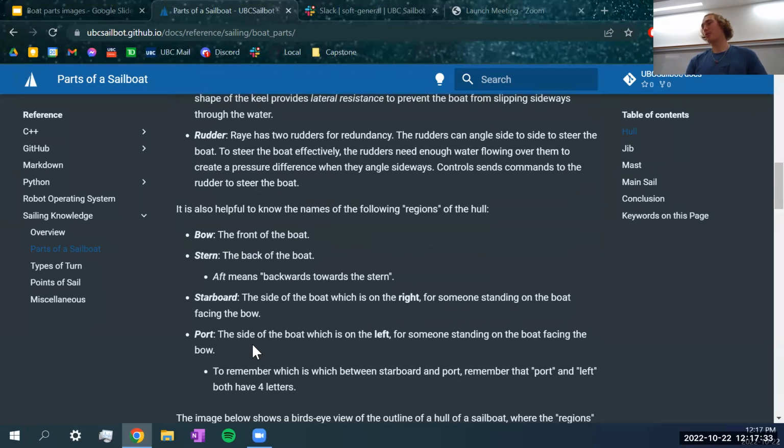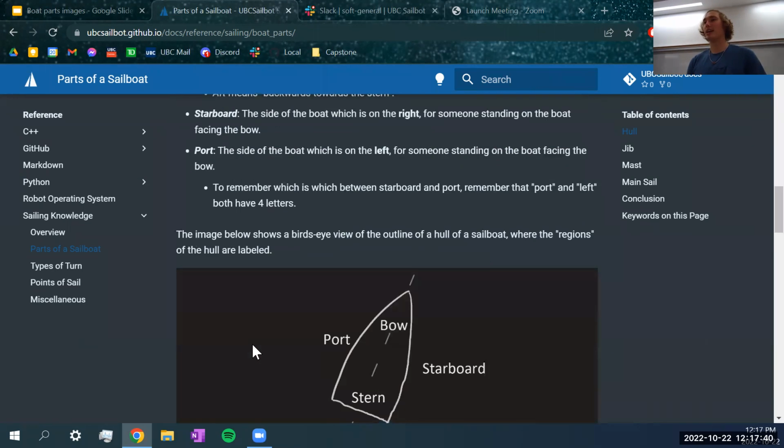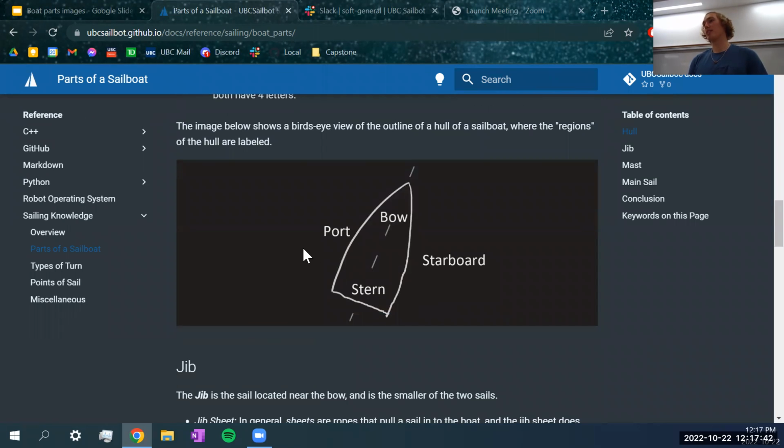Bow, stern, starboard, port, those are just different regions on the boat. So the bow is the front, the stern is the back, and then starboard and port are right and left. And the trick to remember them is starboard and right, the words both have more letters. And then port and left, the words both have 4 letters.